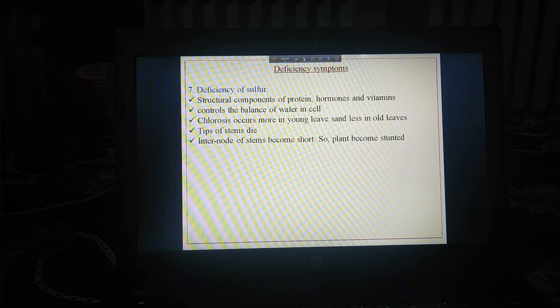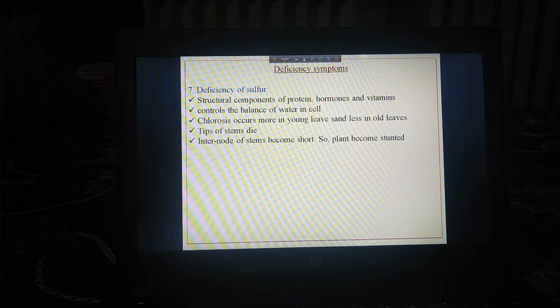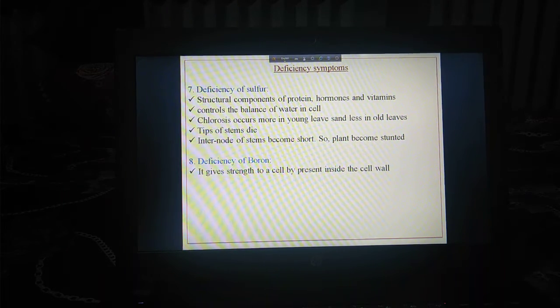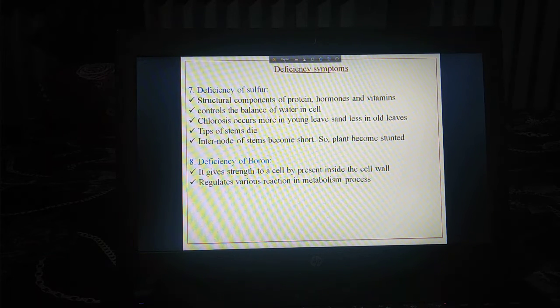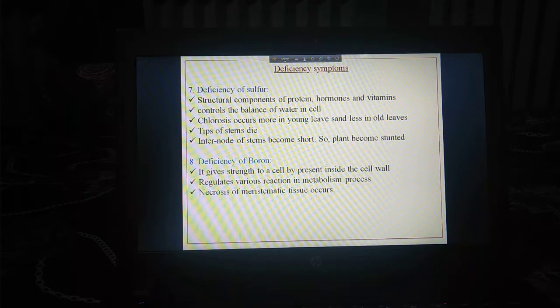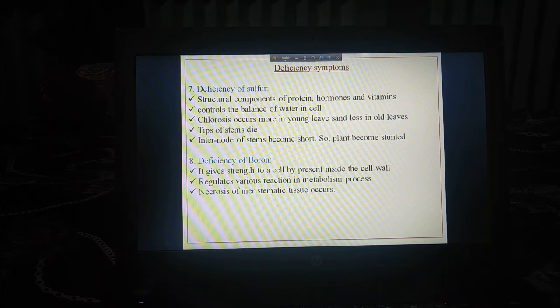Internode of stems become short, so the plant becomes stunted. It's a very important point for your MCQ. Deficiency of boron: it gives strength to a cell by being present inside the cell wall. Mainly boron is stored or present behind the cell wall, so for that reason it gives rigidity and regulates various reactions in metabolic processes. Necrosis of meristematic tissue occurs.